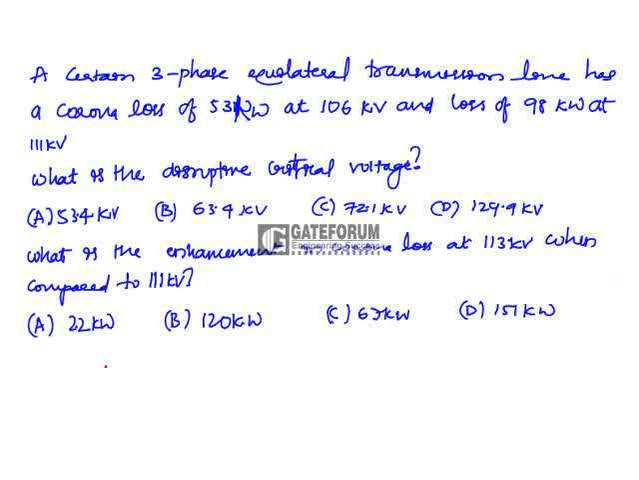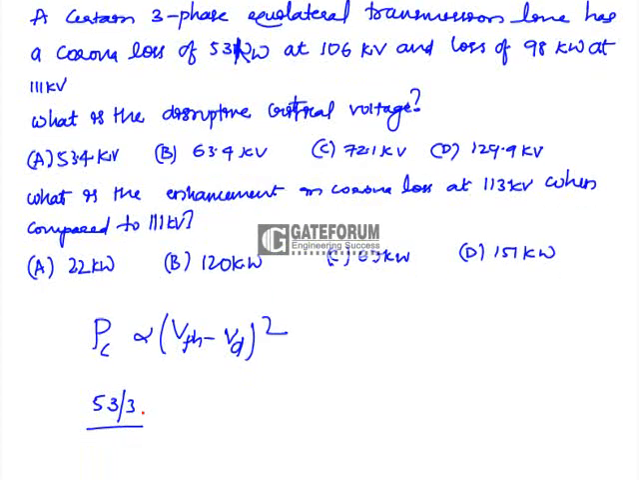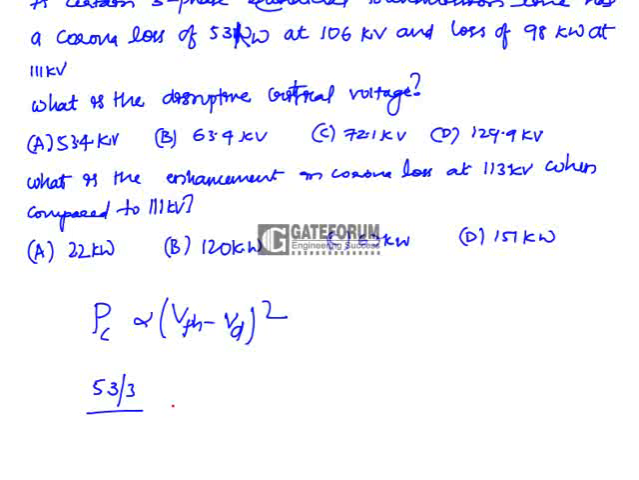Now see here, the corona loss, let us take Pc, is directly proportional to (V phase minus V critical disruptive voltage) whole square. Now he has given this is a three-phase transmission line, so the total corona loss per phase is 53/3, divided by, per phase we have to calculate. This is at a line voltage of 106 kilovolts. So what is the phase voltage here? (106/√3 - Vd) whole square.